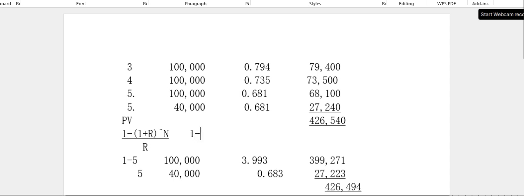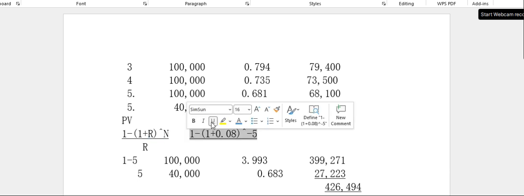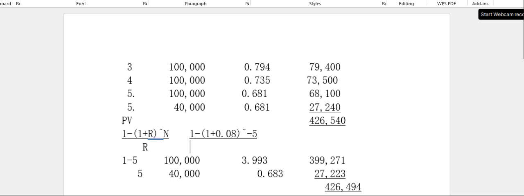1 minus, open bracket, 1 plus 0.08, close bracket, raised to power minus 5. All of these divided by r, divided by 0.08. What will it give to us? Everybody punch your calculator.